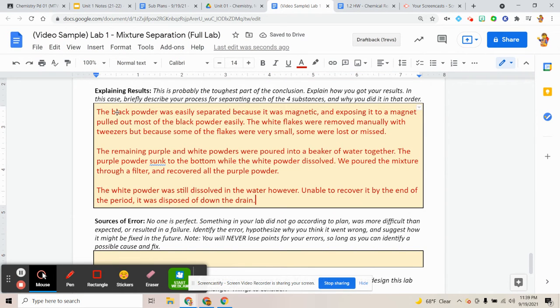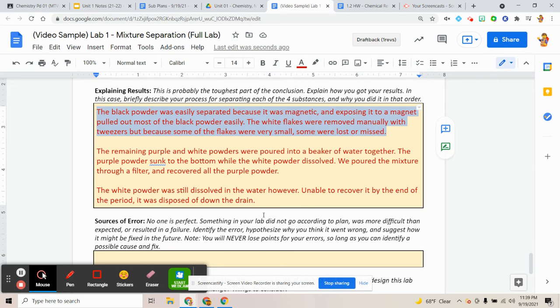Okay, so here's a sample of explaining your results. This will probably be two, maybe three short sentences where you just explain why you succeeded or failed in certain aspects of your lab. So in this case, the black powder was easily separated because it was magnetic, and exposing it to a magnet pulled out most of the black powder easily. The white flakes were removed manually with tweezers, but because some of the flakes were very small, some were lost or missed. Again, you are explaining what you did and how it succeeded and how it failed.